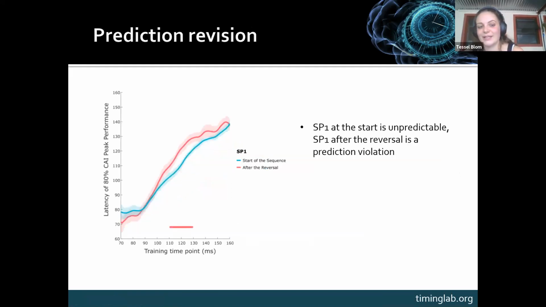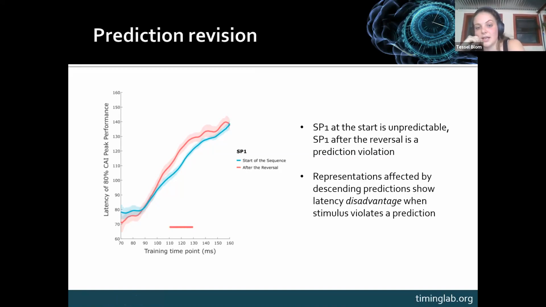I don't need to go into this if we're running out of time, but what we also compared is if a stimulus is unpredictable, so at the start of a sequence, or if it's violating a prediction, so that's the first one after reversal. And we find that indeed a prediction violation takes longer. There's a latency disadvantage for a prediction violation compared to an unpredictable stimulus, and that's in the neural representation that's affected by these descending predictions. Yeah, so that's what's shown here.